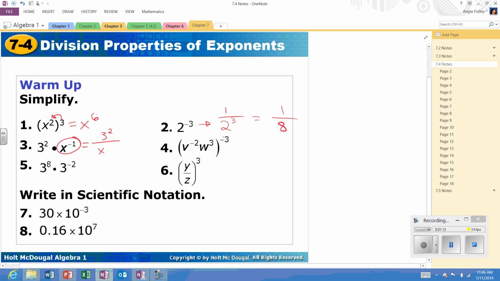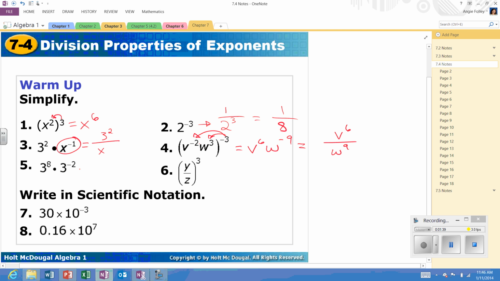Okay, so I would suggest distributing this power first to these powers. So we get v to the +6, because a negative times a negative is a positive, and w to the -9th. Now that changed which one we need to move down. We actually need to move the w down, so we're going to have v to the 6th staying in the top and w to the 9th in the bottom.